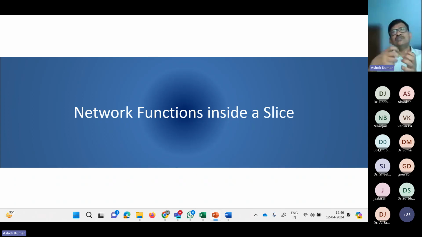Maybe I can reserve frequency 2 for some number of slices. Maybe I can reserve frequency 1 for some other slices. And this I can vary in different TAs. In one TA, I can use frequency 1 for a particular slice. The same frequency I can reserve for another slice in another area.